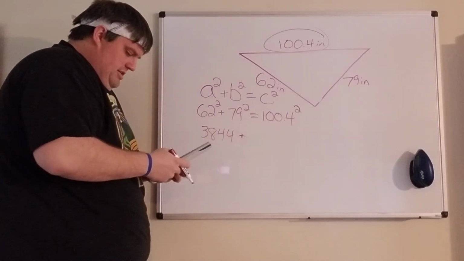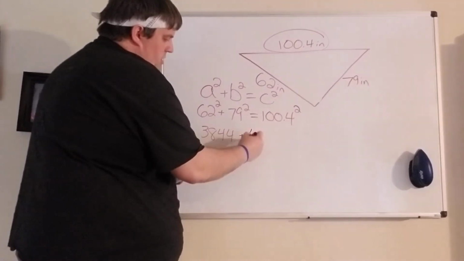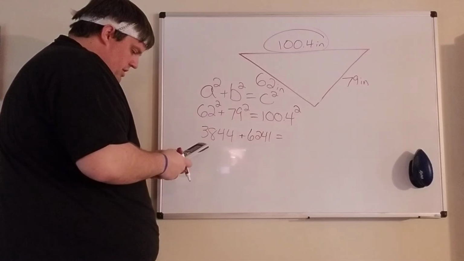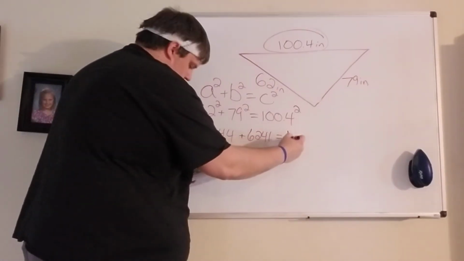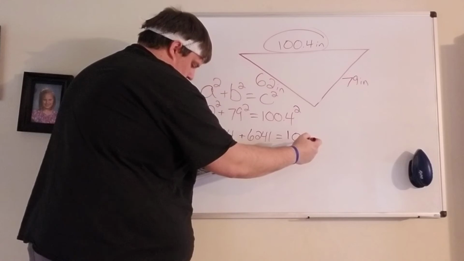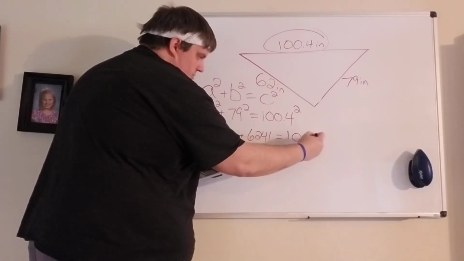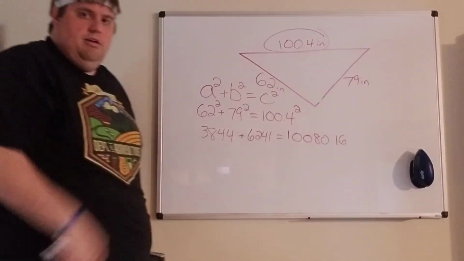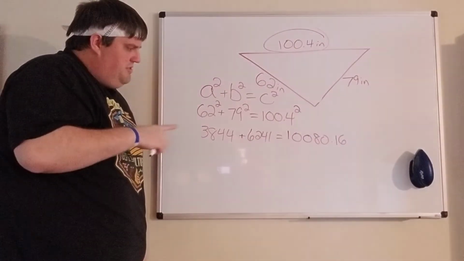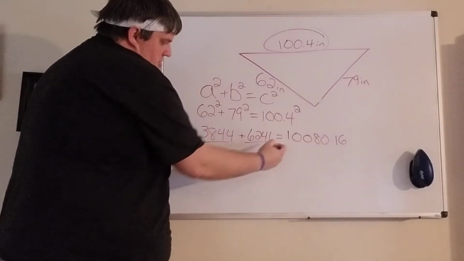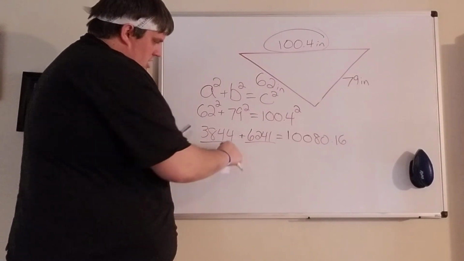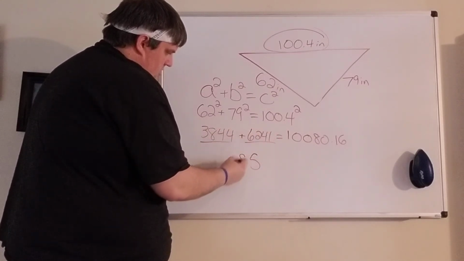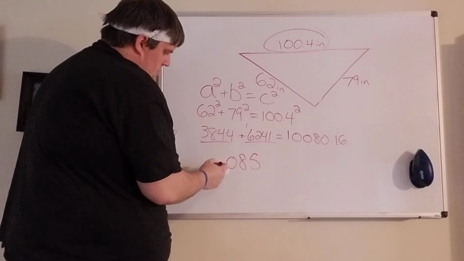79 squared, 6,241. And 100.4 squared is 10,080.16. Awesome. So we did all the squared parts. Now, again, we have like terms, so we can just add those together. So let's see, 3,844 plus 6,241 is 10,085.